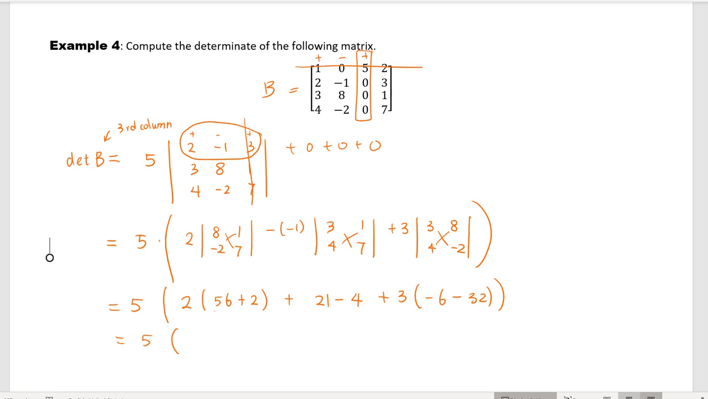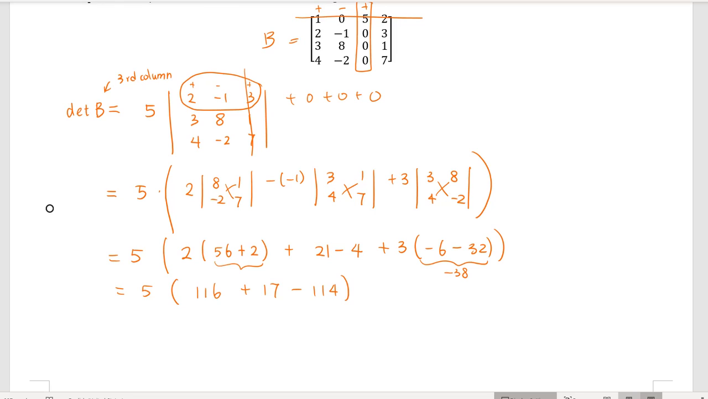Okay, so this is 58, 2 times 58, 116. 21 minus 4, is it 17? And this guy, minus 38 times 3 is minus 3 times 3, 9, 3 times 8, 24, 114, right? Oh, 116 minus 114 is 2, so we get 5 times 19, which is 95. So the answer is 95.